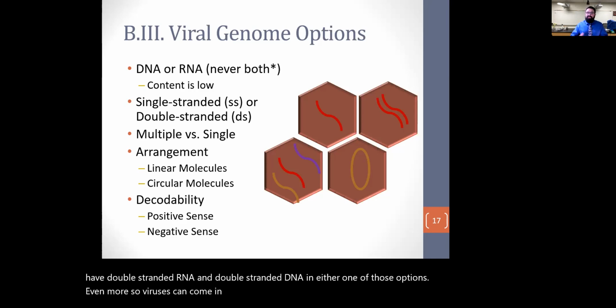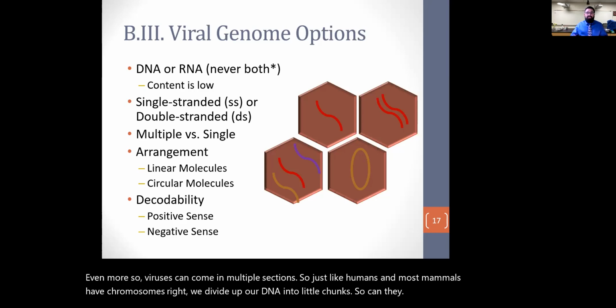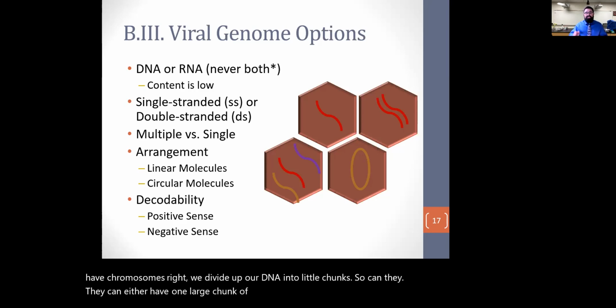So just like humans and most mammals have chromosomes, right? We divide up our DNA into little chunks. So can they. They can either have one large chunk of their DNA or RNA, or sometimes they can have little divided chunks of their RNA or DNA too. And even more so, similar to humans versus bacteria, they can have it in either linear fashion or circular fashion too.